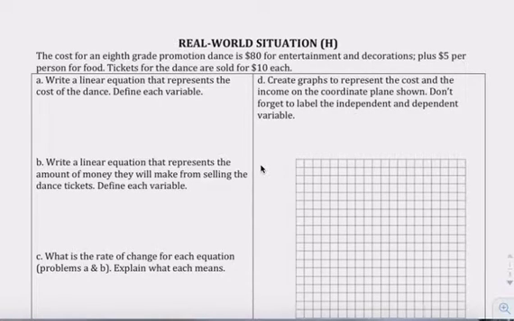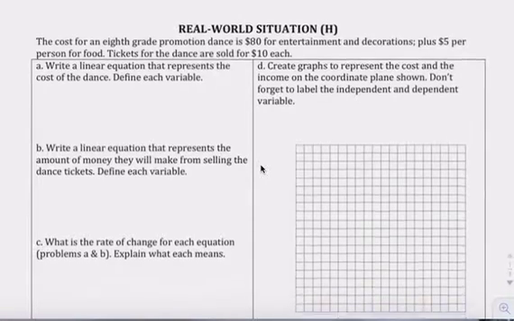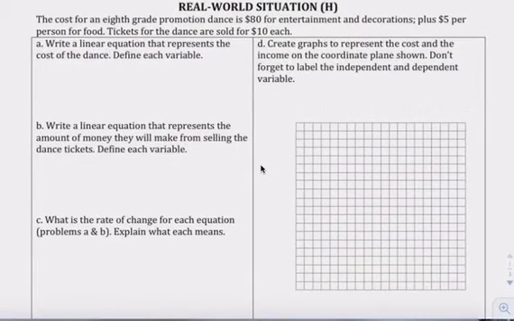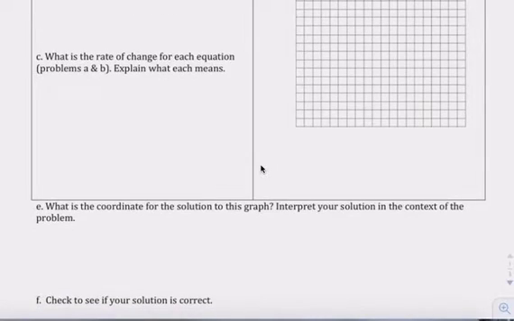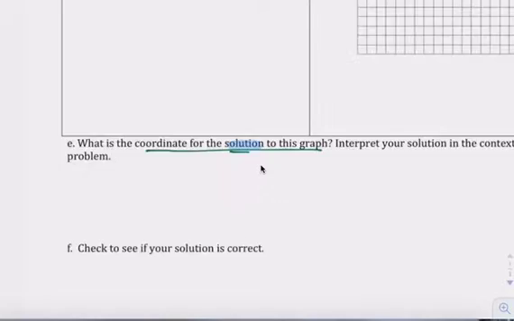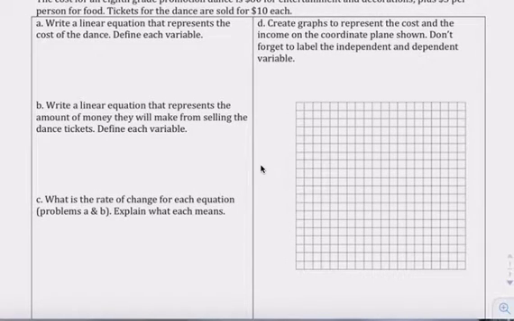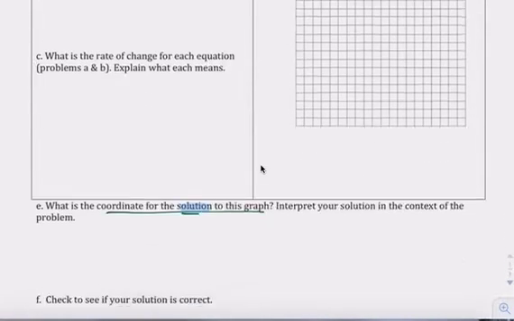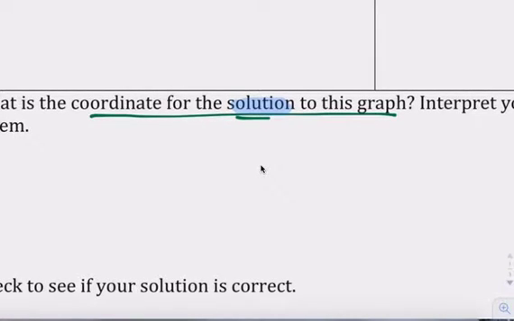Okay, this word problem, you should have finished most of it in class. You should have graphed it and found that the intersection is 16 and 160. You should have got the coordinate where the solution is, where the graphs meet. So the graphs should have met at 16 and 160. You should say the solution to the graph. The solution is the break-even point.